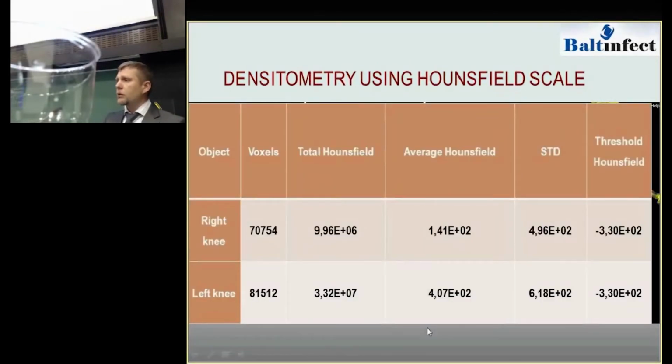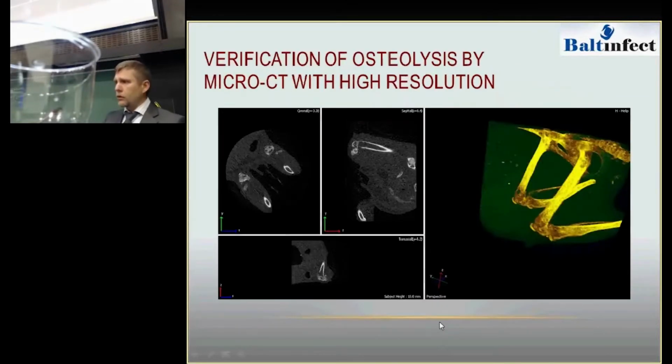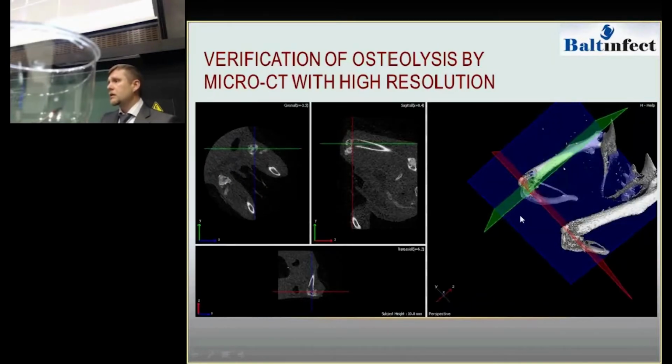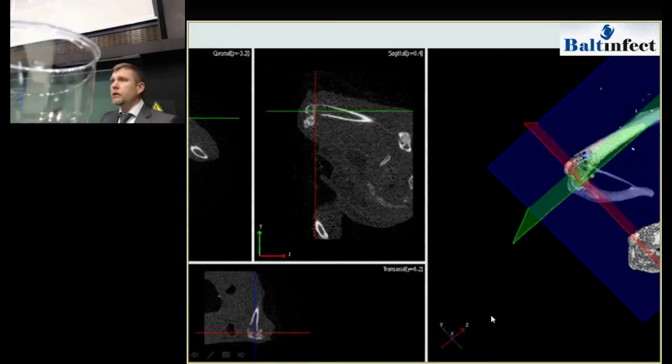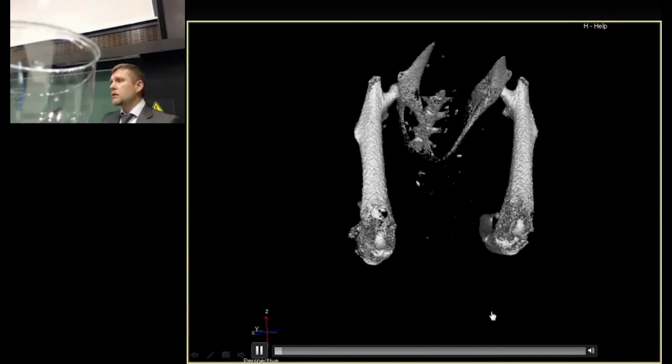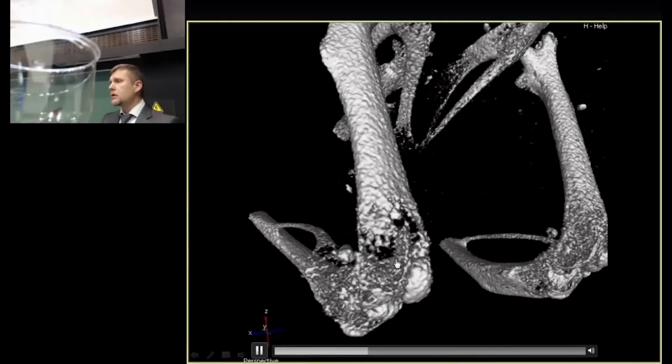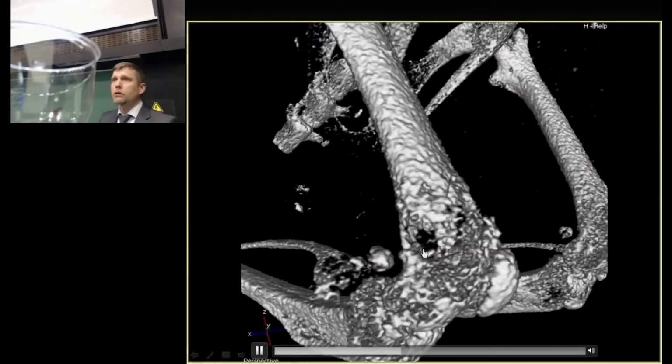And here is an example. You can see the right knee gave us 1.4 Hounsfield, and the left knee 4.0 Hounsfield, and the verification with high resolution micro-CT revealed the metastasis in the left knee. Here you can see this metastasis. So we could quantitatively estimate such metastasis. In this movie you can see the osteolysis here. It's rather high resolution, as I said.